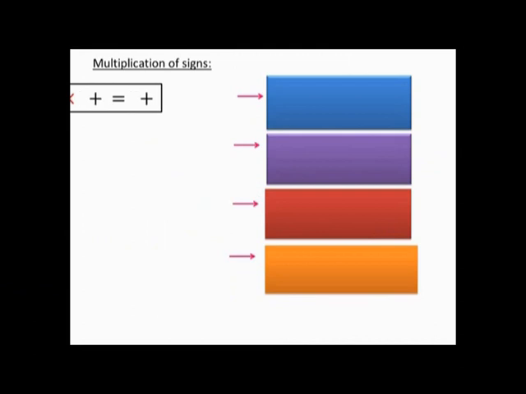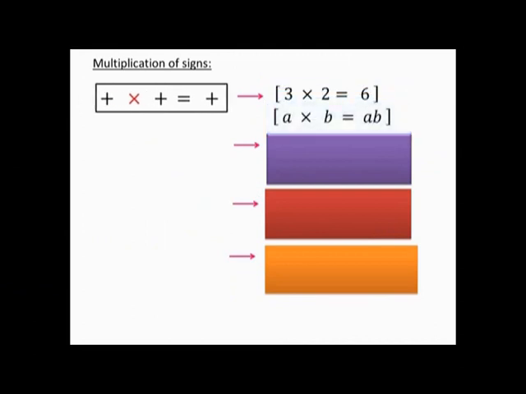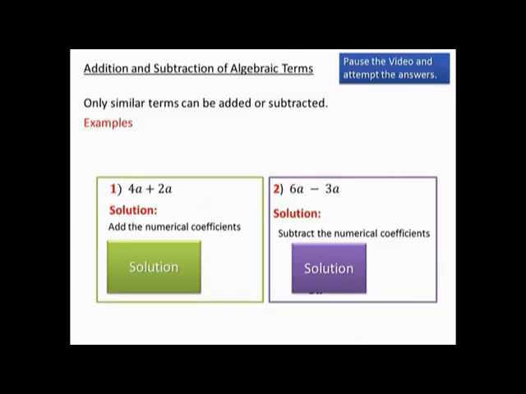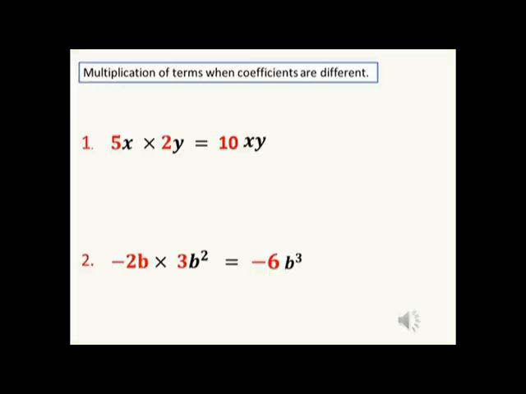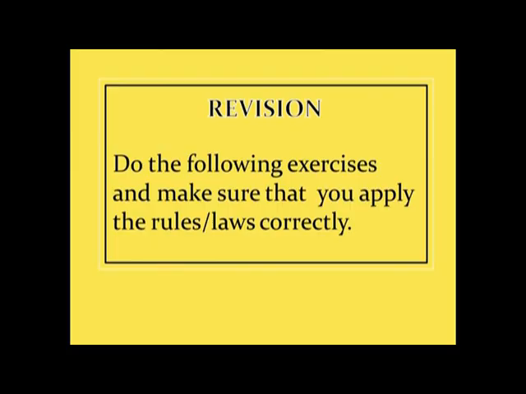A positive times a positive is equal to a positive. 4a plus 2a is equal to 6a. First add the numericals. That means the 4 and the 2. Number 1, 5 times 2 is equal to 10. That is the coefficient. Revision.